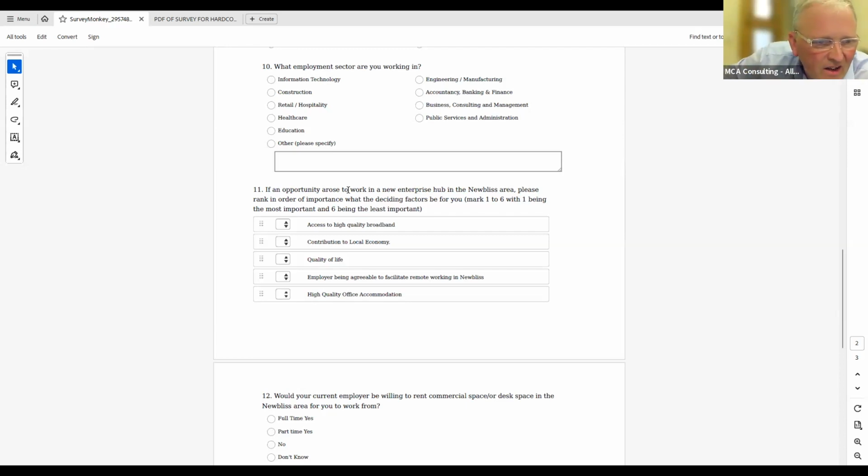And obviously, for the ones that come out on top, SurveyMonkey does the ranking and calculations for you. The broadband was the number one. This was done 2 years ago when none of us had broadband. Some of us still don't have it, but nobody had it at that stage.